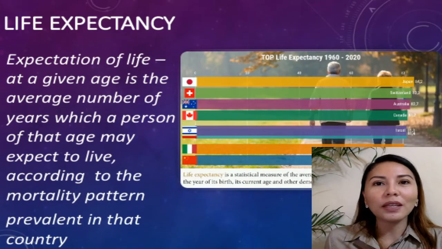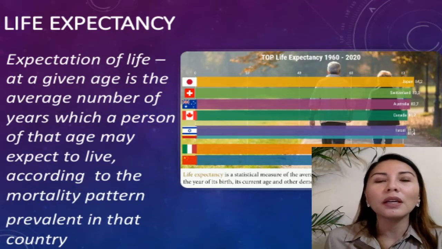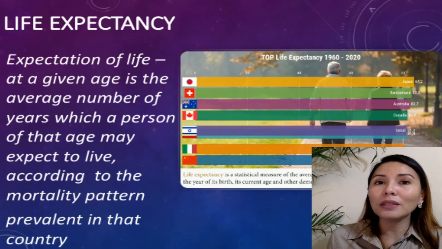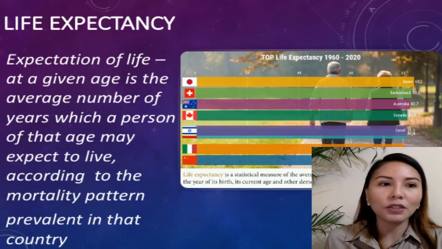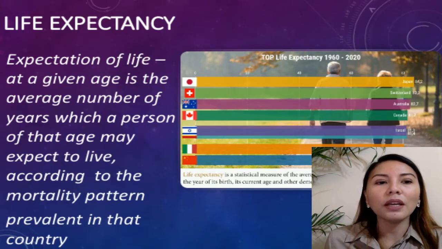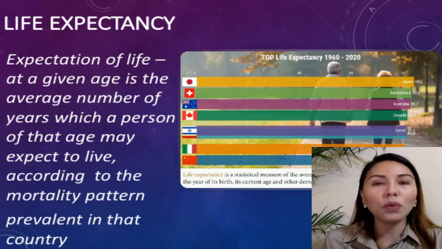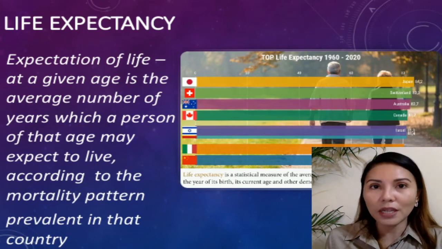Expectation of life at a given age is the average number of years which a person of that age may expect to live based on the mortality pattern prevalent in that country. As a result of global decline in fertility and because people are living longer, global life expectancy is rising. This is what we mean when we say 60 is the new 40 or 70 is the new 50.